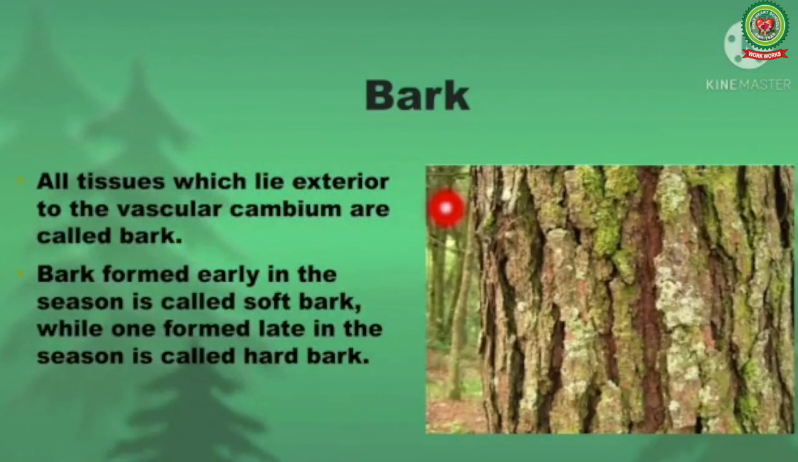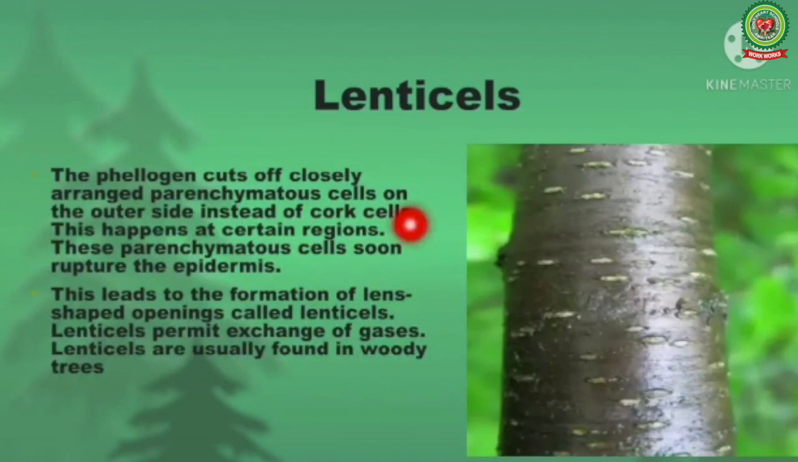The bark is the term given to all the tissues outside the vascular cambium, and hence it includes periderm and secondary phloem. The various layers in the bark are dead phloem, a portion of cortex, hypodermis and cells of outer layers. All tissues which lie exterior to the vascular cambium are called bark. Bark formed early in the season is called soft bark, while that formed late in the season is called hard bark.